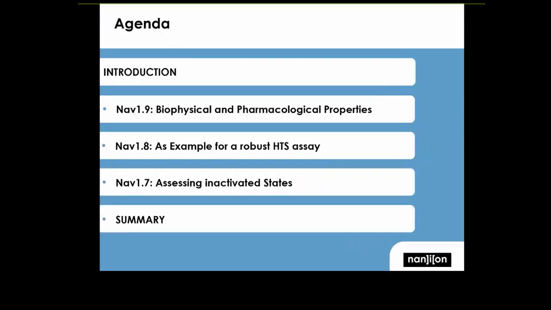So I will start with a brief introduction on the sodium channel family and start with NaV 1.9, biophysical properties and pharmacological properties, and then head over to NaV 1.8 channels, where I'd like to try to give you a little bit more of a screening kind of data set. And last but not least, I will go to some slides about NaV 1.7 and show you some state dependence and frequency independence, and I will finish my talk with a brief summary.